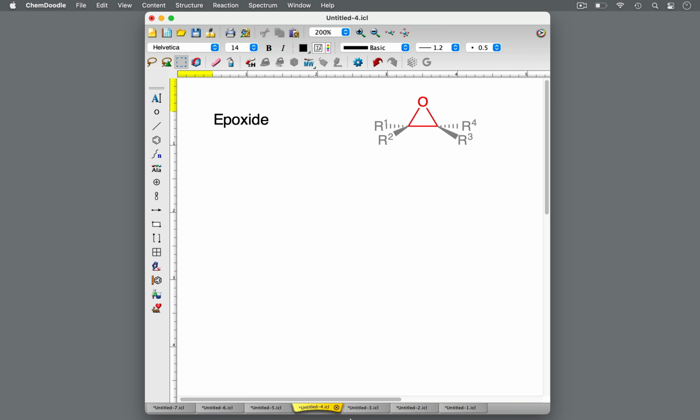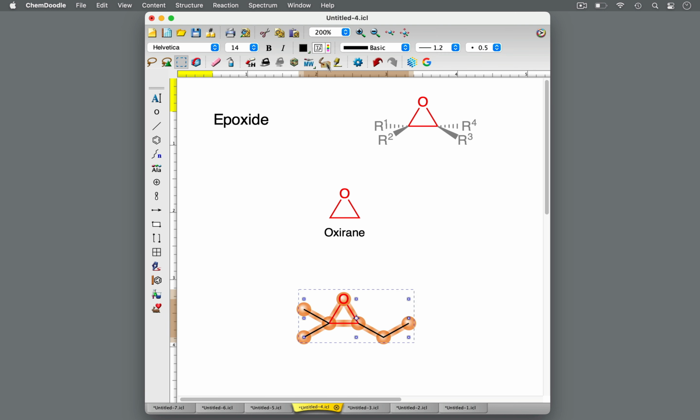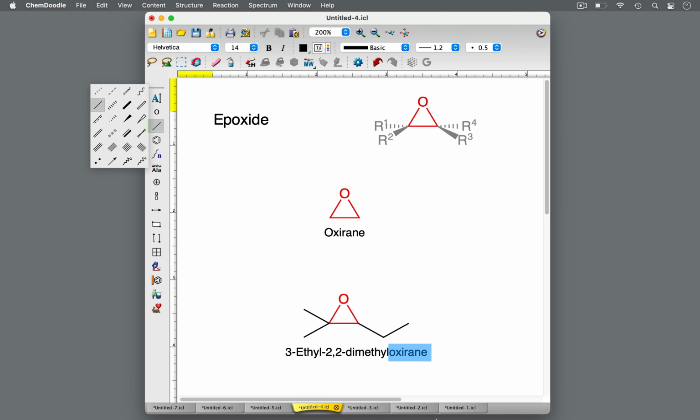A specific type of cyclic ether is epoxides. An epoxide is a 3-membered ring composed of an oxygen atom and 2 carbon atoms. Because of its ring strain, epoxides are highly reactive. The simplest epoxide is oxirane. Epoxides with additional short alkyl R groups can also be specified by oxirane in the name.